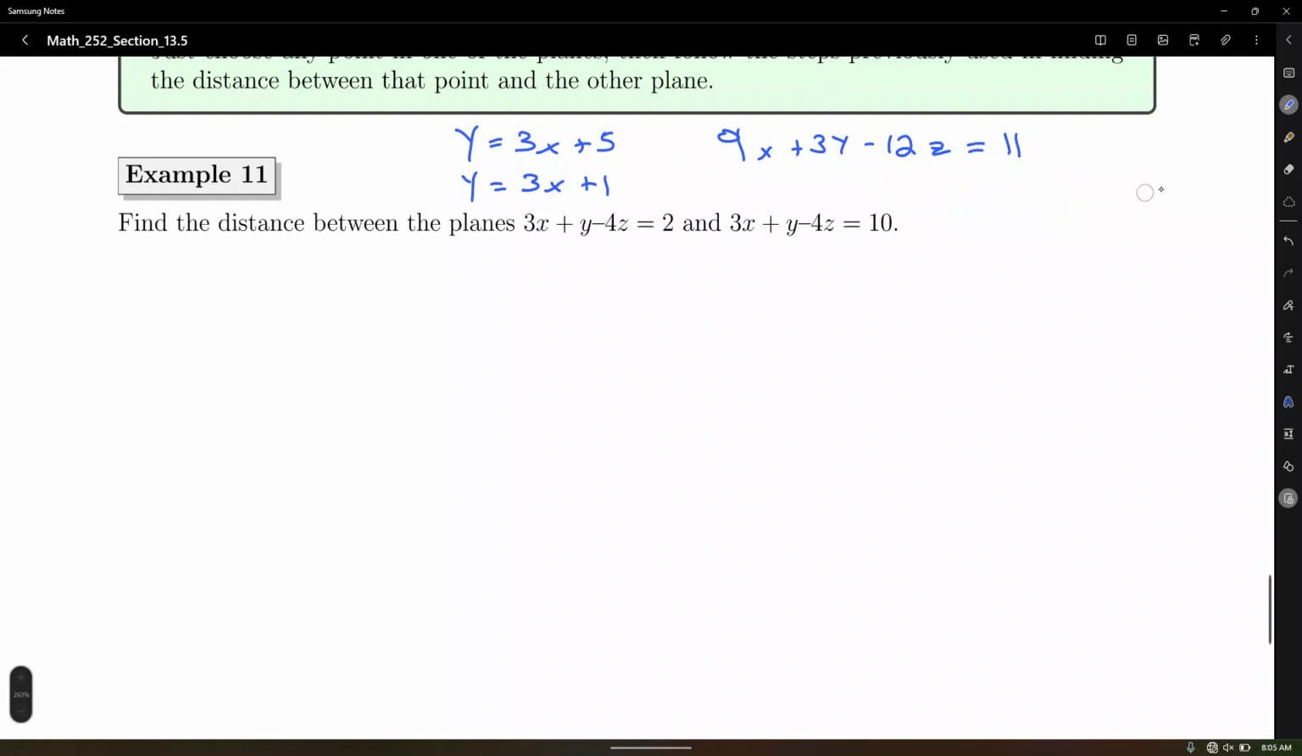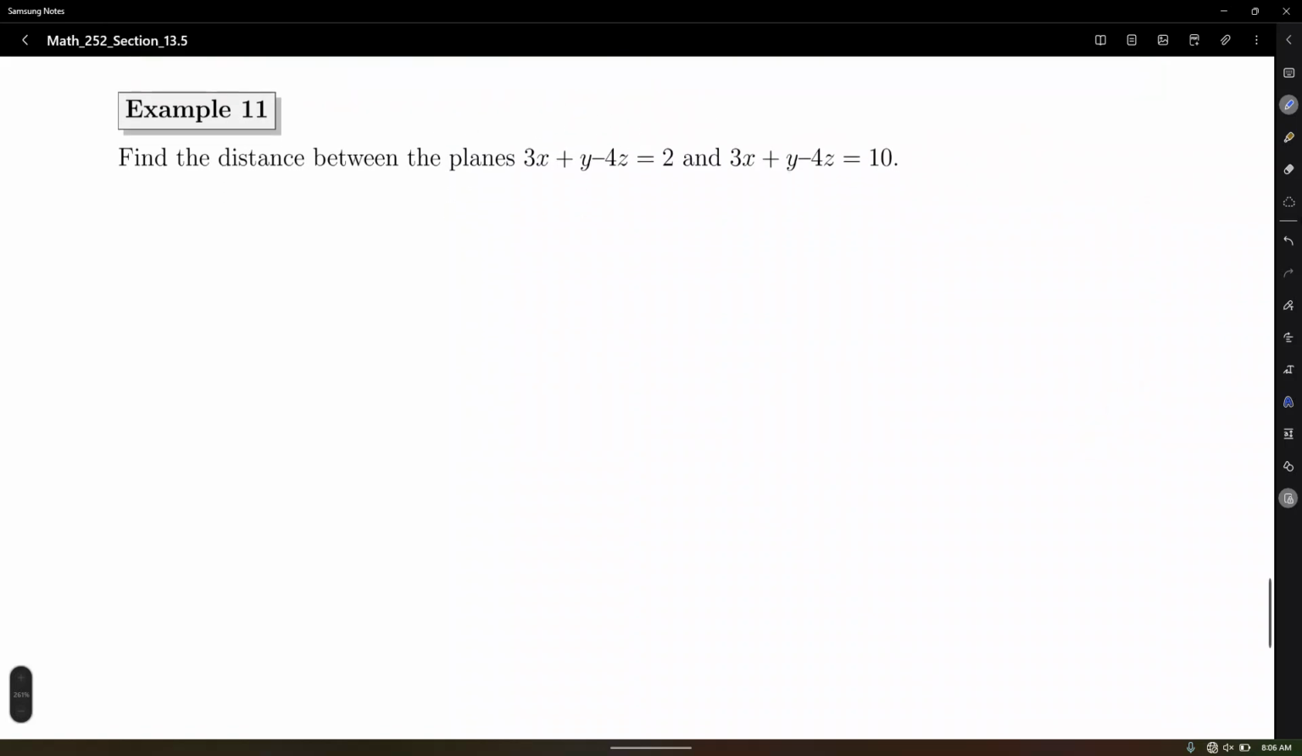Well, I'm going to erase this. I don't need this. I'm going to erase this as well. Essentially, we will repeat the process for finding the distance between a point and a plane. How is that going to work? Well, number one, let me draw the two planes. A rough sketch, not exactly the planes, right? Because they're parallel, they're supposed to look like this, okay?